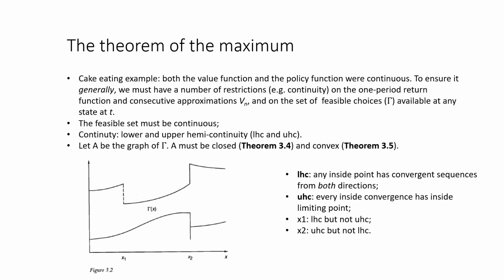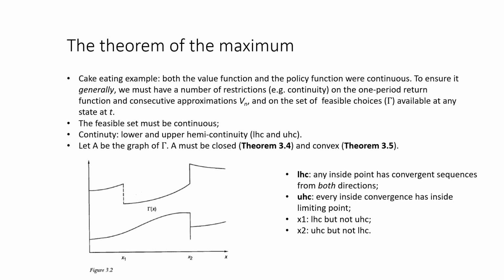To ensure it generally, we need further restrictions on the one-period return function and the consecutive approximations, and on the set of the feasible choices which are available at any state. This is a set, so we haven't used so far the feasibility set. Going back to the cake eating example, we didn't emphasize that at any given state, any given cake size, the agent had a number of options. He or she could eat nothing, or eat all the cake. So this is a closed interval, and there are available options in between the endpoints.